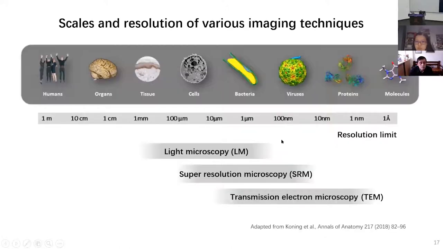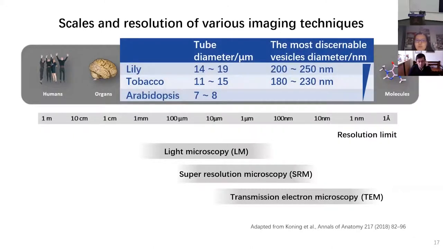Let's first refer to the scales and resolution of various imaging techniques. From this diagram, we can see that light microscopy, super-resolution microscopy, and transmission electron microscopy are suitable for subcellular imaging. Then what about our pollen tube and tip vesicle sizes? Tube diameter of commonly used model species can be gauged in microns, and the biggest, most discernible tip vesicles have a diameter of around 200 nanometers. So SRM and TEM should be enough to distinguish different types of tip vesicles.